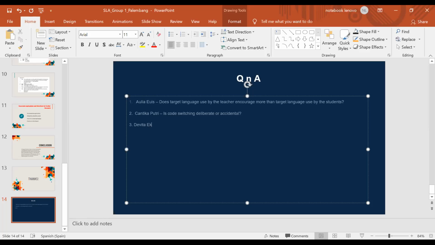My question is, if you were a teacher, would you let your students use code switching in the process of learning and teaching, especially in teaching the English language, or would you try to force them to speak the second language only?